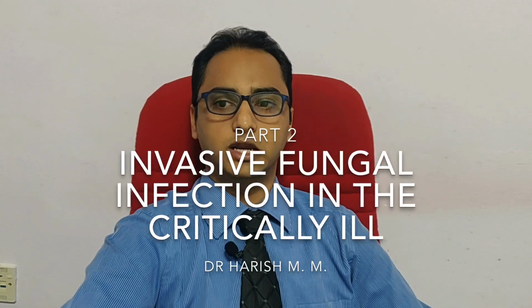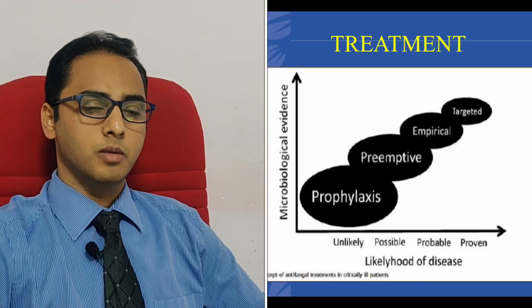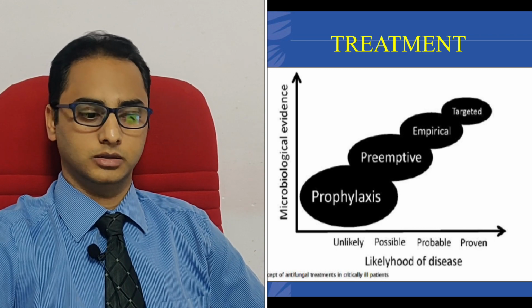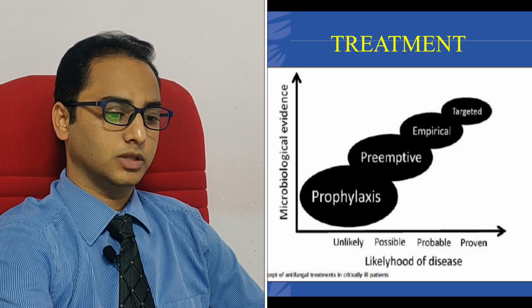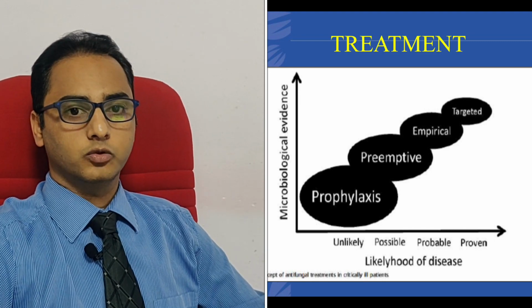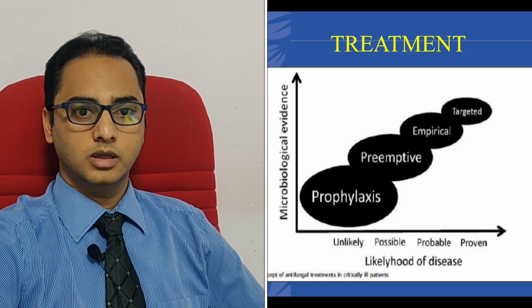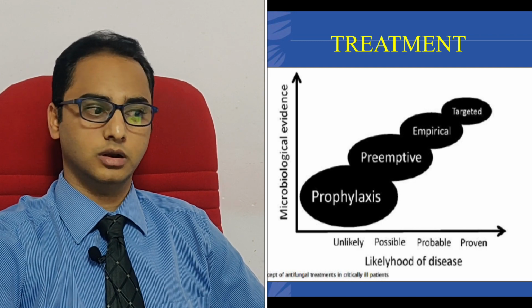Move on to the treatment aspect. Okay, so if you divide the overall therapy, you can divide it into something called prophylactic, preemptive, empirical and targeted therapy. Okay, each one is very important, so you have to know about the therapy. When it comes to prophylactic, the patient is having a risk factor for developing Candida infection, so we don't want the patient to develop the Candida infection, so that is called prophylactic.